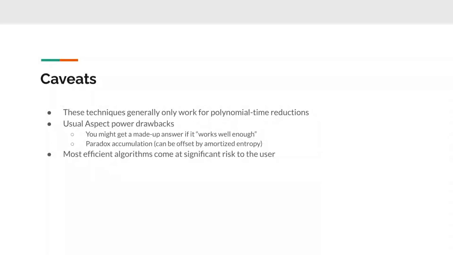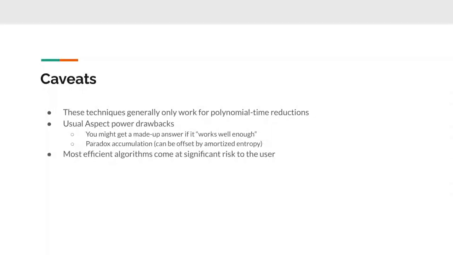There are a few caveats. These techniques generally only work for polynomial time reductions. You cannot solve the traveling salesman problem instantly, so P does not equal NP. I'm sorry. There's the usual aspect power drawbacks, which is that you might get a made-up answer if it quote-unquote works well enough. There's paradox accumulation, and this can be offset by amortized entropy. And the most efficient algorithms come at significant risk to the user. I forgot to make the slide on amortized entropy, but it's kind of like a less harmful version of paradox accumulation.